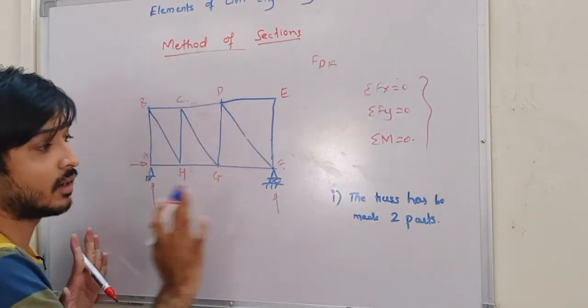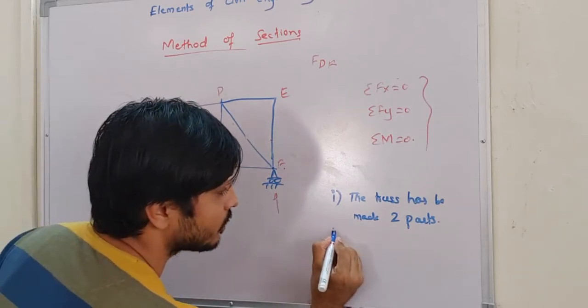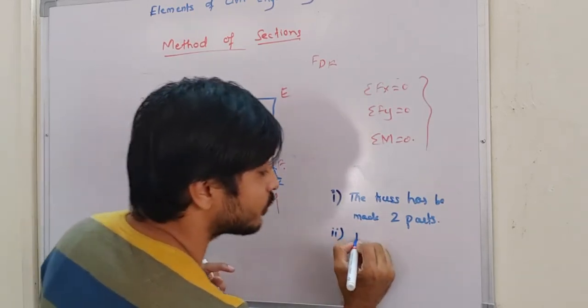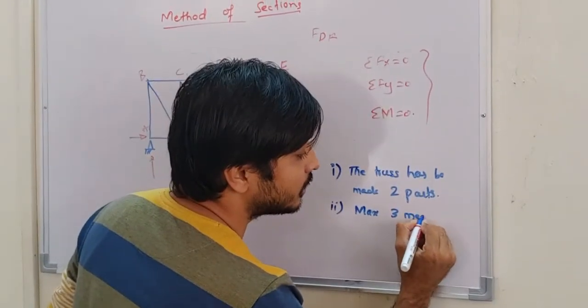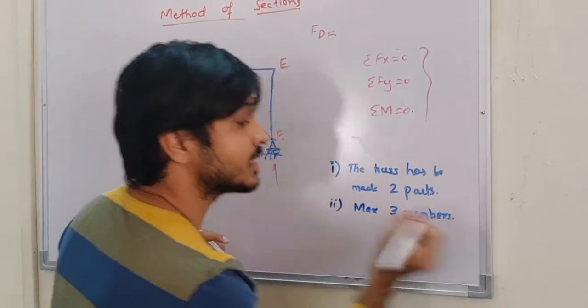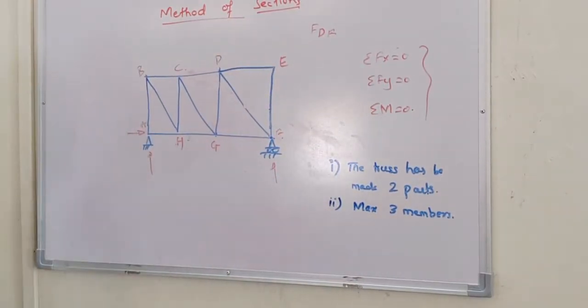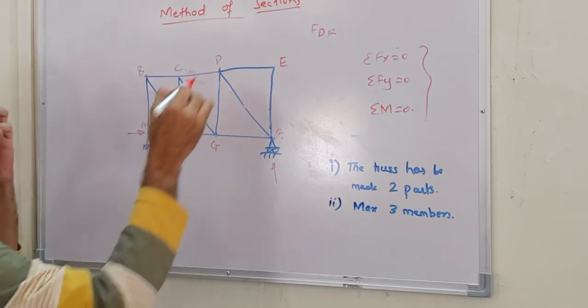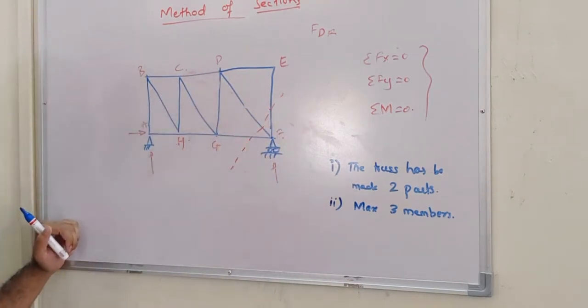So you have to cut the truss into two different parts, LHS and RHS. Second one: you have to cut a maximum of 3 members. Maximum of how many members? Maximum of 3 members. This is the second one. So you have to cut the section through a maximum of 3 members. Then see here, if I cut it like this, then I can easily make it into two different parts.